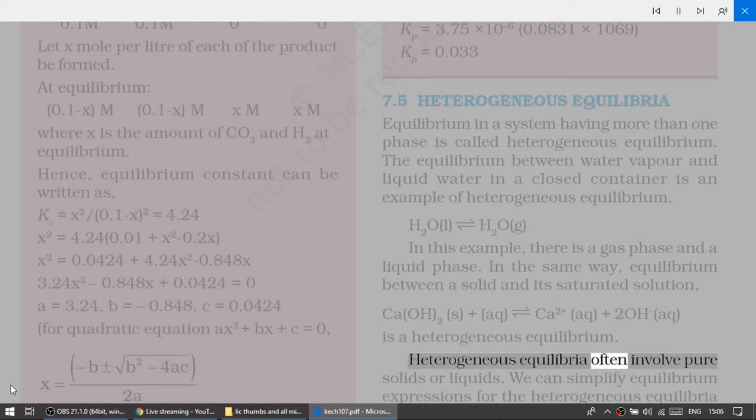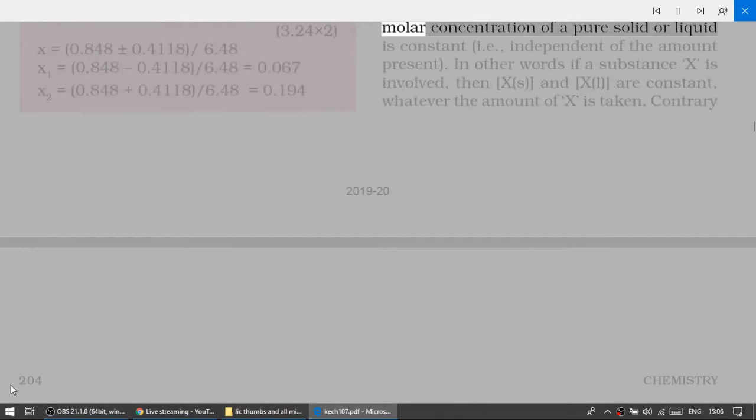Heterogeneous equilibria often involve pure solids or liquids. We can simplify equilibrium expressions for heterogeneous equilibria involving a pure liquid or a pure solid, as the molar concentration of a pure solid or liquid is constant, i.e., independent of the amount present. In other words, if a substance X is involved, then [X(s)] and [X(l)] are constant, whatever the amount of X is taken.